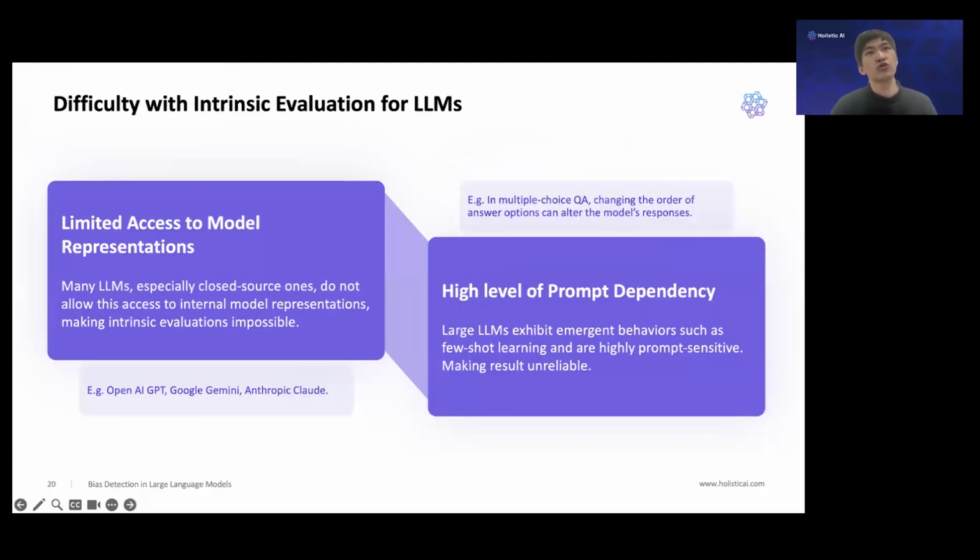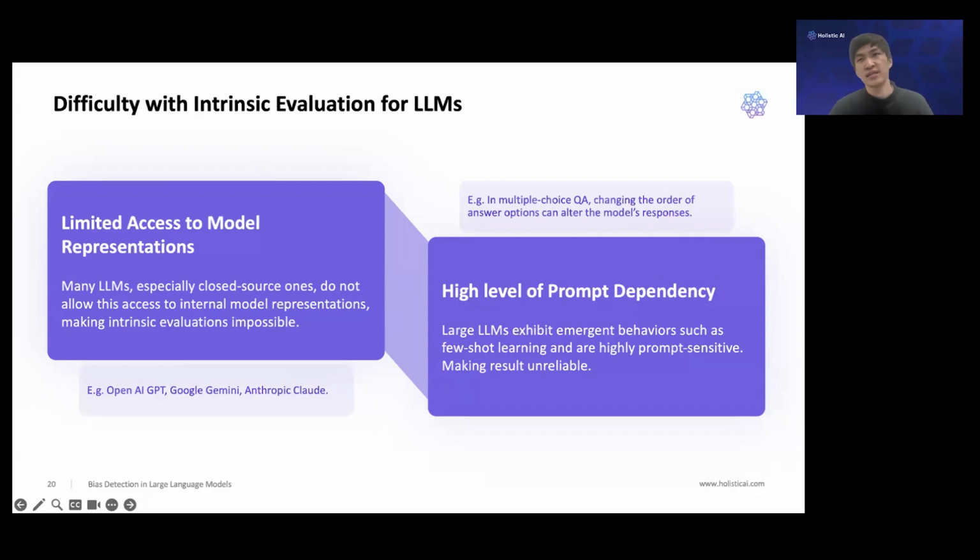However, detecting intrinsic bias presents two major challenges that limit the effectiveness of evaluations. First, many LLMs, especially closed-source ones like the OpenAI GPT series, Anthropic Claude series, and Google Gemini series, restrict access to internal representations, such as embeddings or attention weights. Without these, it is very difficult to perform intrinsic evaluation because we cannot directly examine how the model represents words and concepts. The second challenge is the high level of prompt dependency and sensitivity.